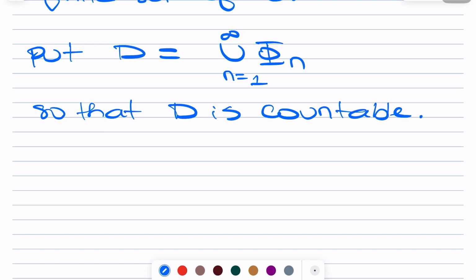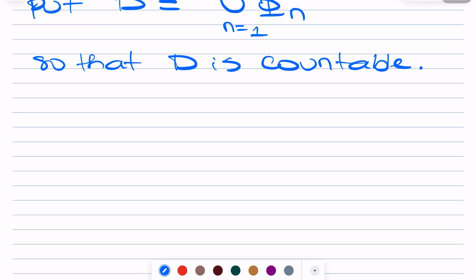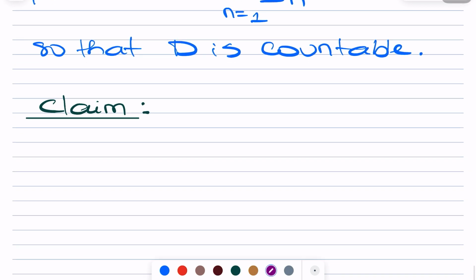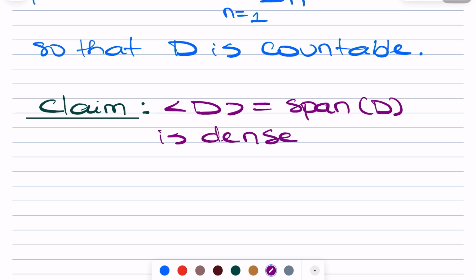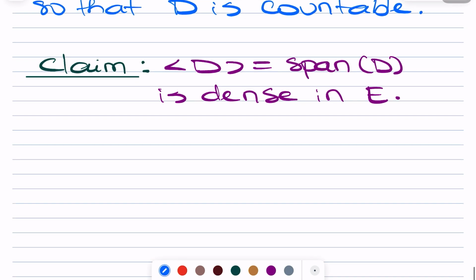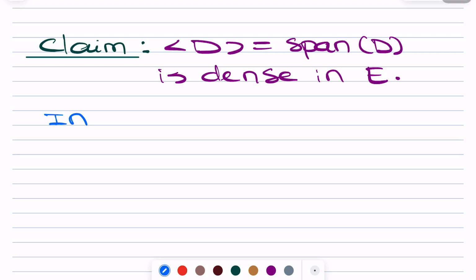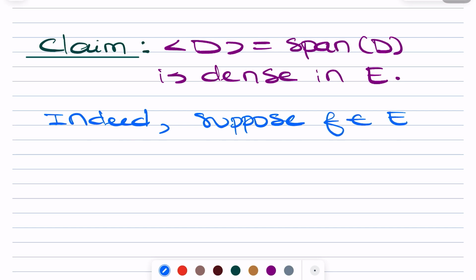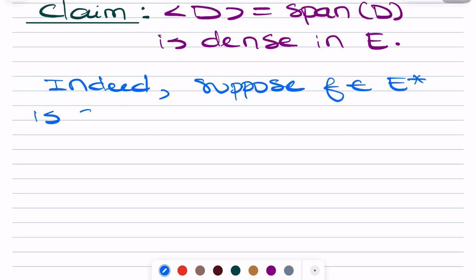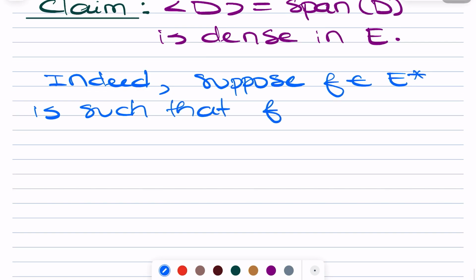Right, so now our claim is that the span of G is actually dense in E. So the claim is that the span of G is dense in E, which implies that E is separable. So if you prove this, we are done. Okay, good. Indeed, for the proof, we use our trick again that we saw in the very first chapter on the Hahn-Banach theorem. So indeed, suppose you have a linear bounded operator f on E such that f restricted to G equals 0. The goal is actually to show that f vanishes identically.